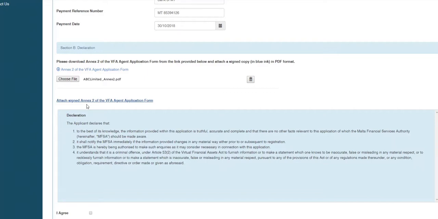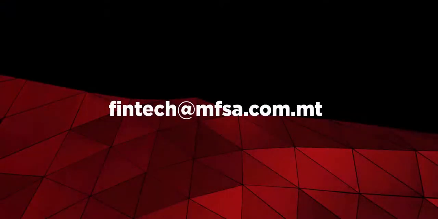Finally, the applicant is also required to agree with the declarations found at the end of the application prior to submitting the application form. Should any queries not be addressed or other problems be encountered, please contact the MFSA on email fintech@mfsa.com.mt.